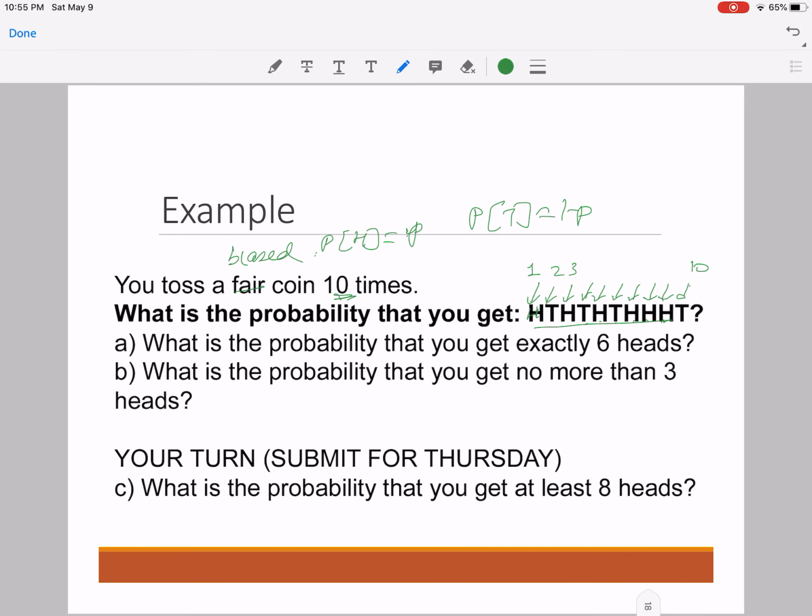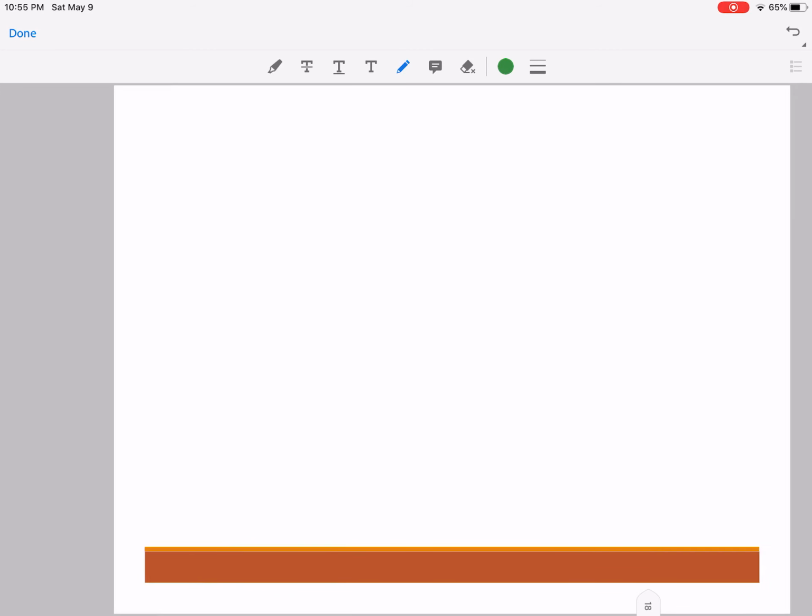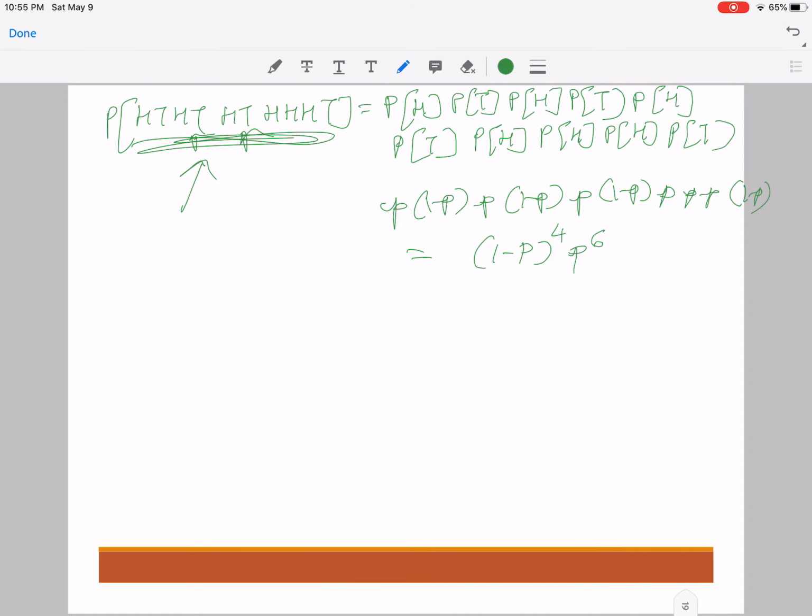The next question is, what is the probability that you get exactly 6 heads? In the preceding example, we found the probability of exactly one sequence that has 6 heads. Notice how 6 heads are placed in this sequence. But there are numerous other ways in which you can place 6 heads out of 10 flips. Specifically, the question then becomes, how many sequences are there that have exactly 6 heads, which can be answered by asking, in how many ways can I place 6 heads in 10 flips? And that answer is 10 choose 6.